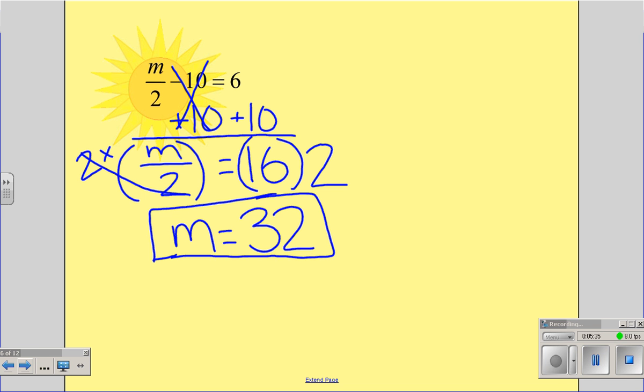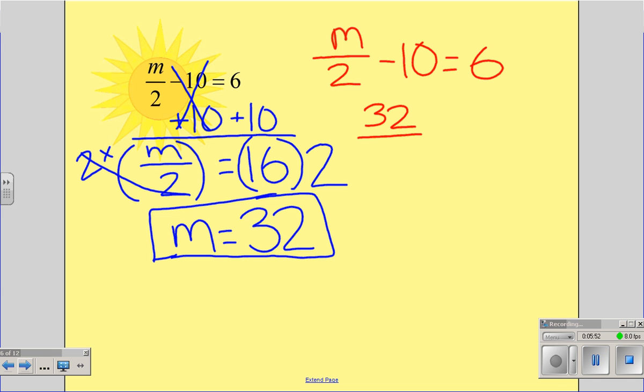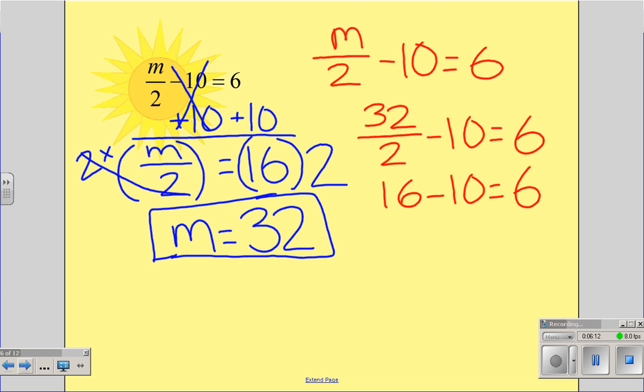We want to make sure that's correct, so we want to take what m is equal to and plug it back into our original equation, which was m divided by 2 minus 10 equals 6. As we figured out before, m was 32, so we're going to put in 32 where our m was. Divide by 2 minus 10. We're just copying the problem as it is. We're going to use our rules for order of operations. So 32 divided by 2, which is 16. Copy the remainder of the problem as it is. 16 minus 10 is 6. 6 is equal to 6.